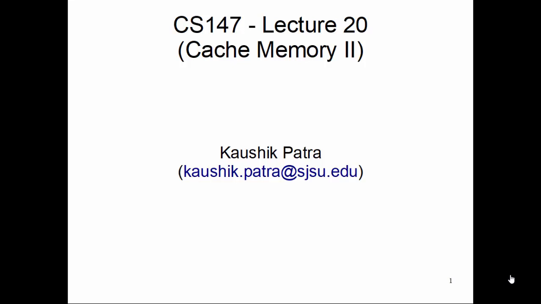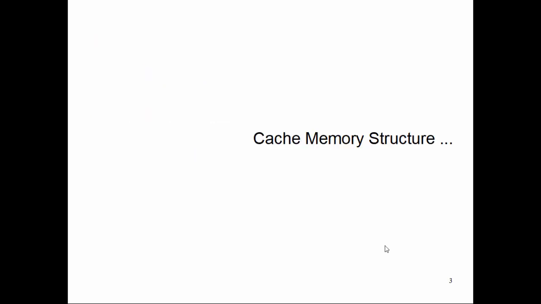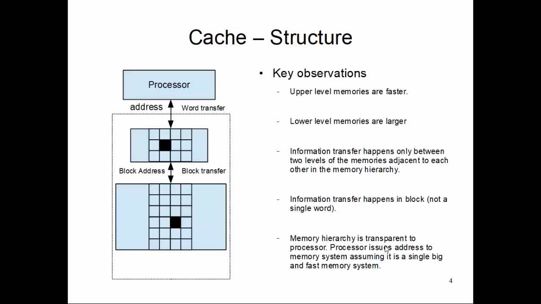This is lecture 20 of CS147 Computer Architecture Study, and this is the second part of our cache memory study that we started in the last lecture 19. So in this lecture we will be talking mostly about cache memory structure, cache memory operations, and cache memory circuit, like how the cache memory is implemented. So let's start with the structure.